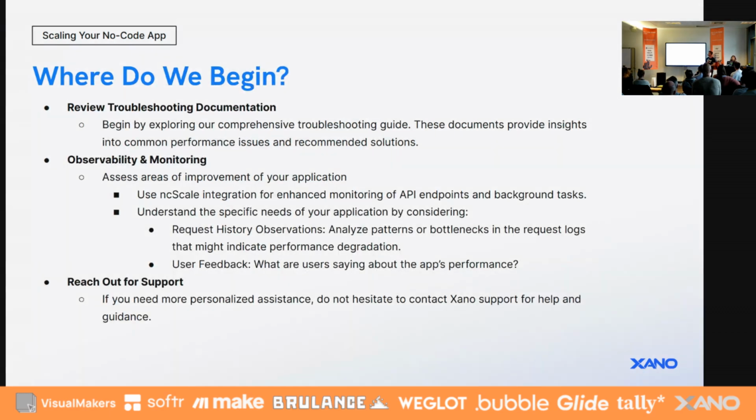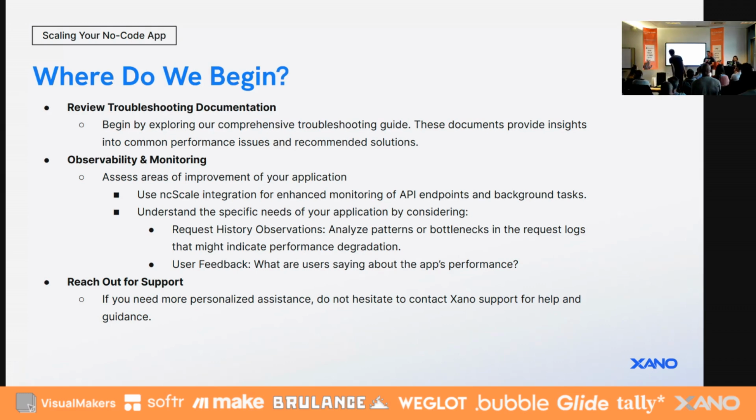So now let's talk about some of the proactive measures that you can take when it comes to scaling. First of all, it is just important to have a solid understanding of any underlying issues. We do have some pretty comprehensive documentation on troubleshooting, and this can guide you through some of the common performance issues and also outlines some of the recommended solutions.